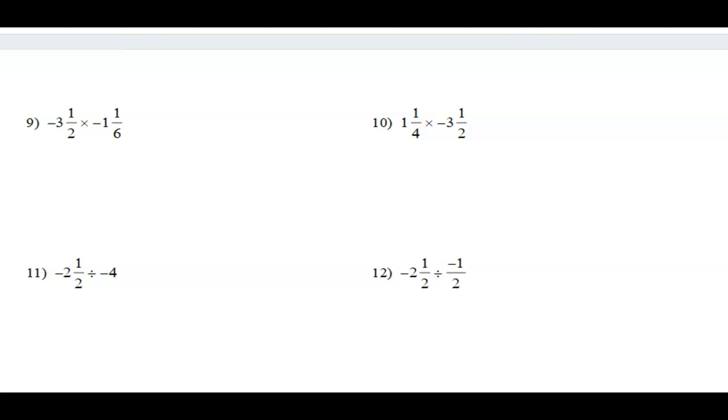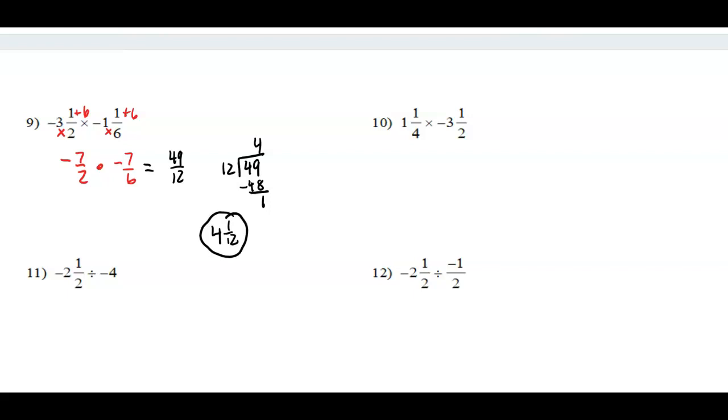So 9 through 12, you'll notice we have some mixed numbers here, right? So let's first change these to improper fractions. So negative 3 times 2 is 6, 6 plus 1, so I have negative 7 over 2 times, do it again, plus 6 here, negative 7 over 6. I have 2 negatives, so I know my answer is going to be positive. So I get 49 over 12. That's improper, right? So how many times does 12 go into 49 without going over? 4 times, because that's 48. 1 left over, so my answer is 4 and 1 over 12.